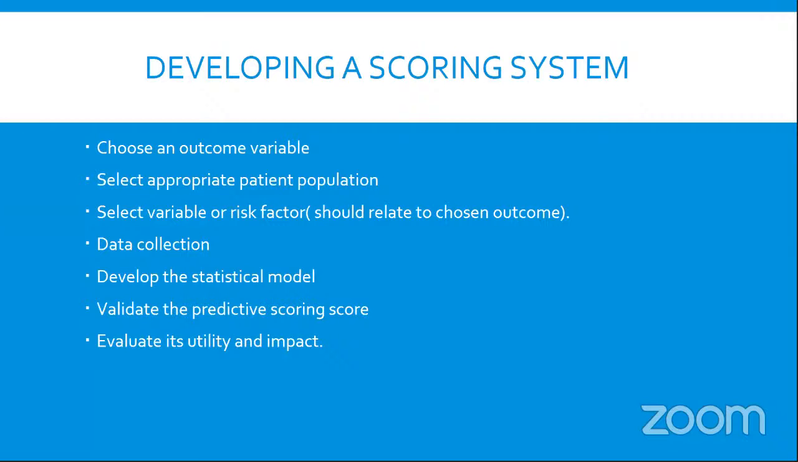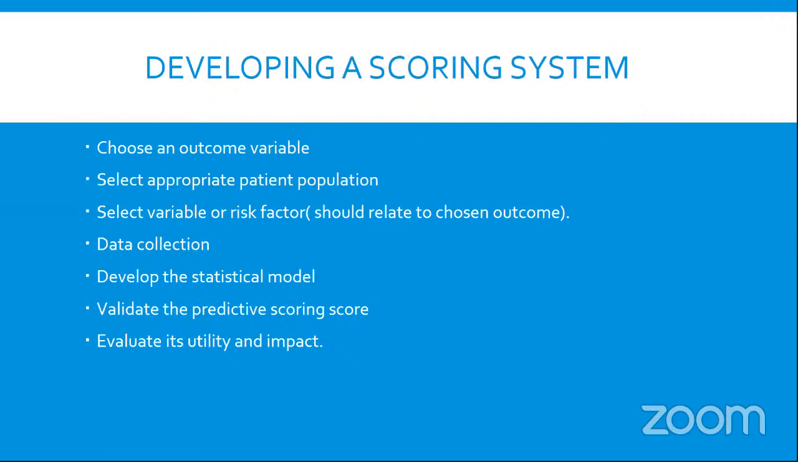And then select a variable or a risk factor. I'll talk about the physiological variables like mean arterial blood pressure, temperature, the various changes, the loss of consciousness, and all that. And then data. All these variables provide data, and then you subject whatever you get to a highly sensitive statistical model.